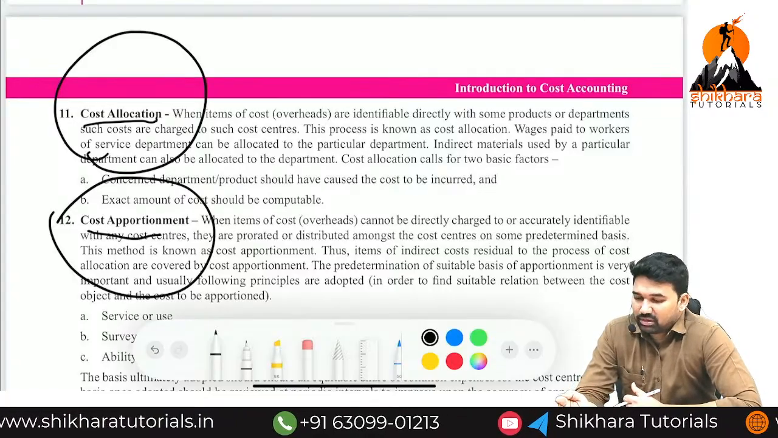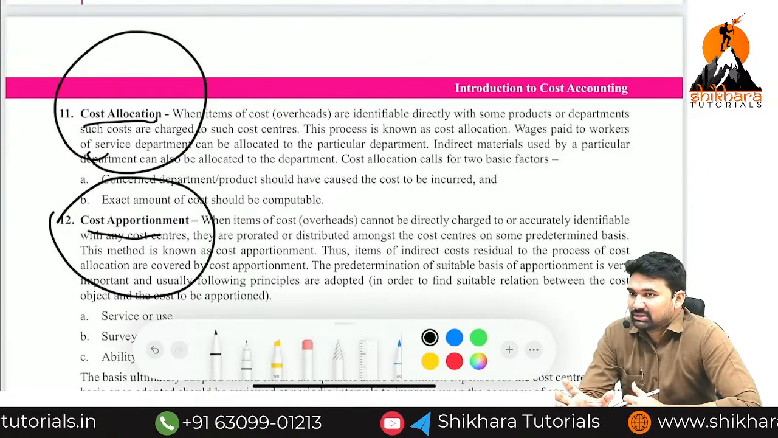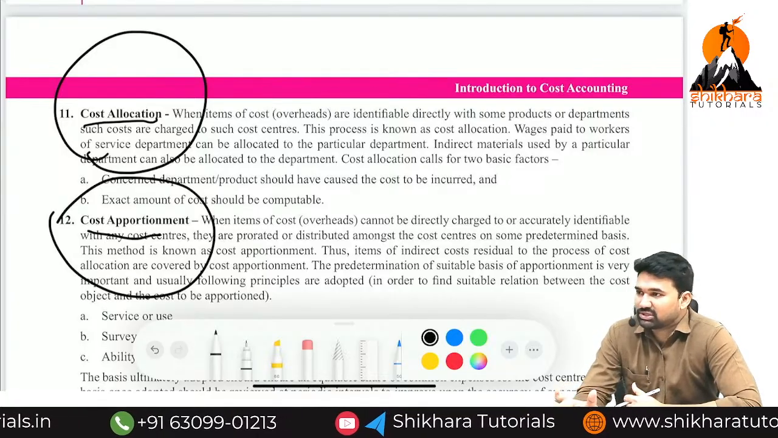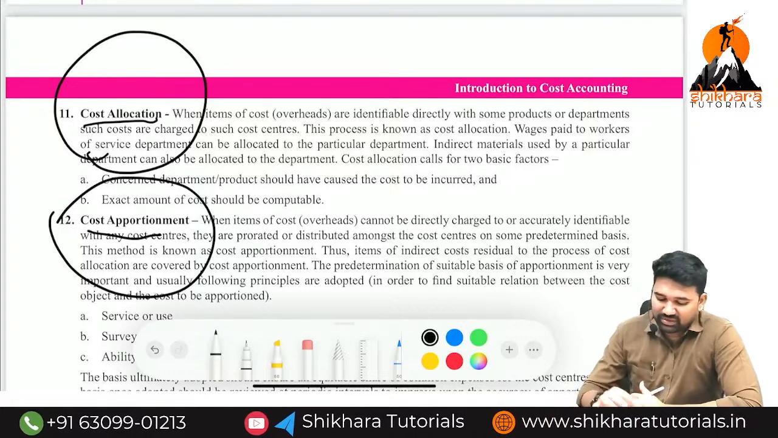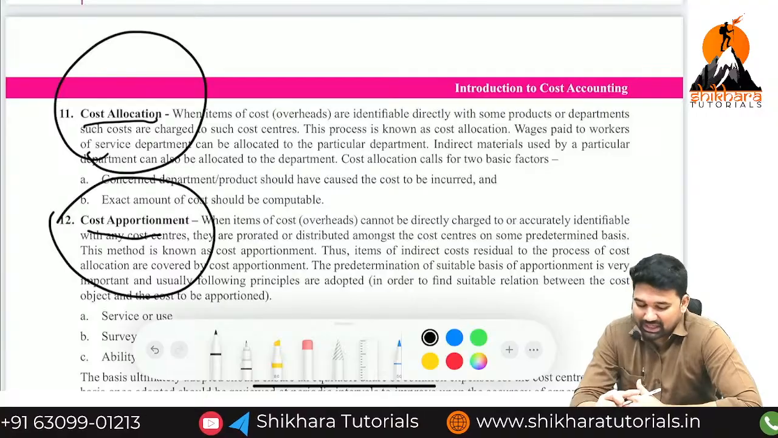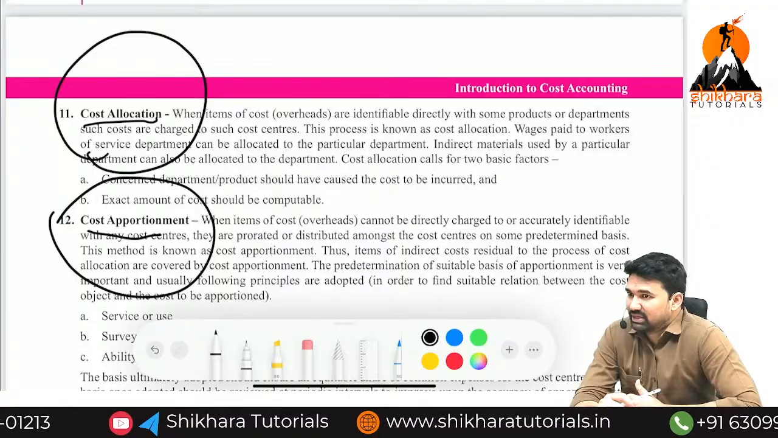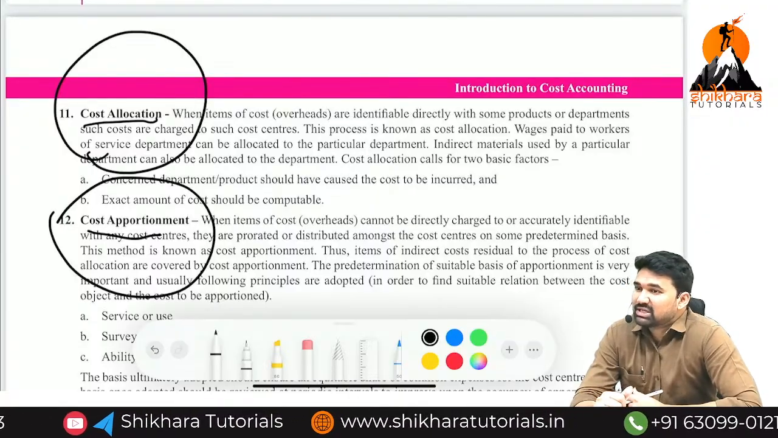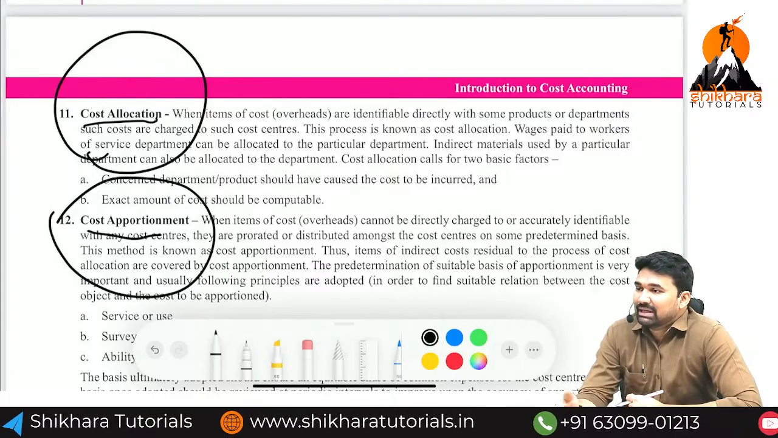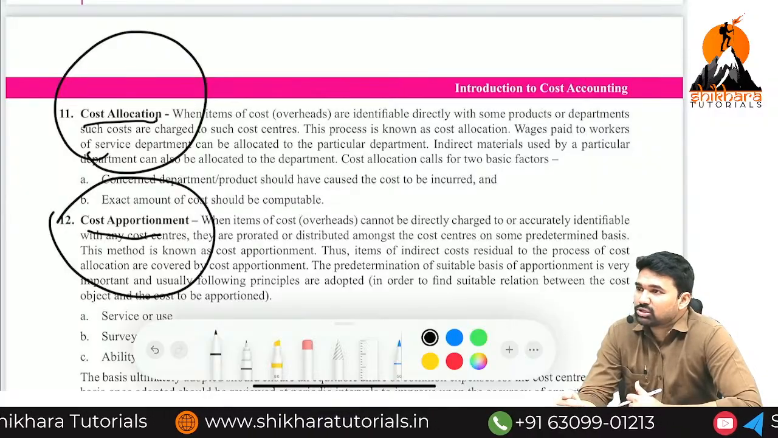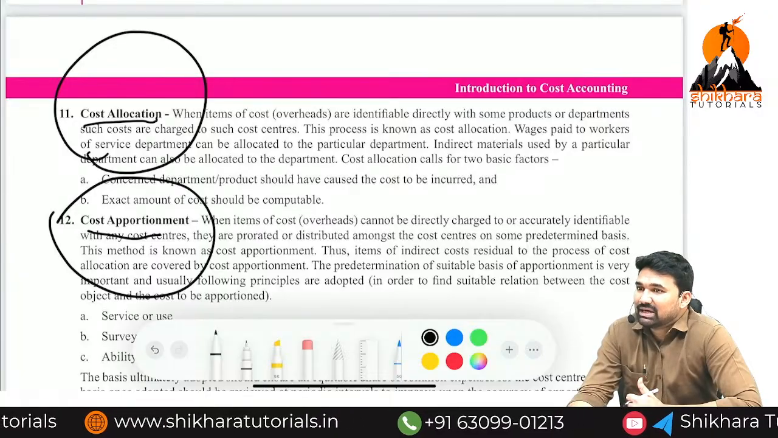The main difference between cost allocation and cost apportionment: in both the given cases, we are going to distribute the cost. But the major difference between these two cases is, in the first scenario, that means in the cost allocation scenario, the cost will be traceable. How much the cost should be allocated is a traceable item.